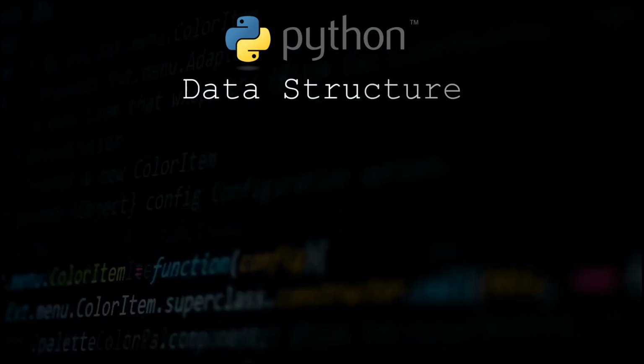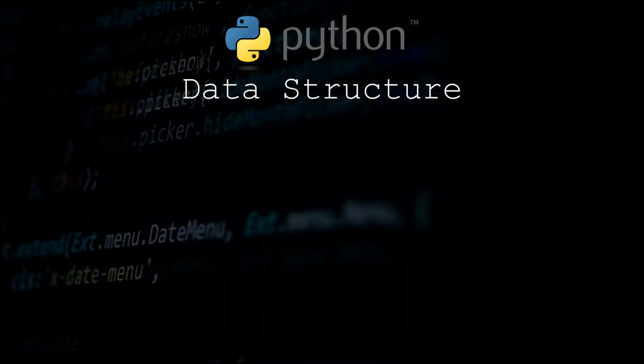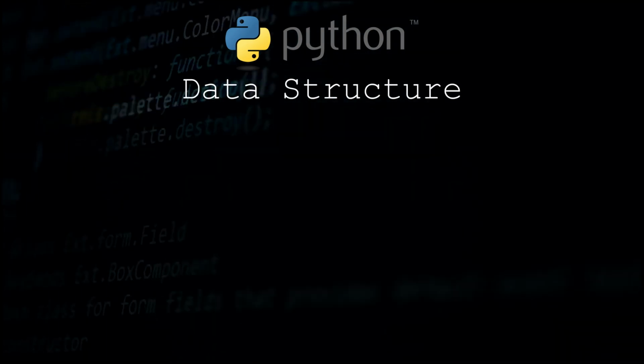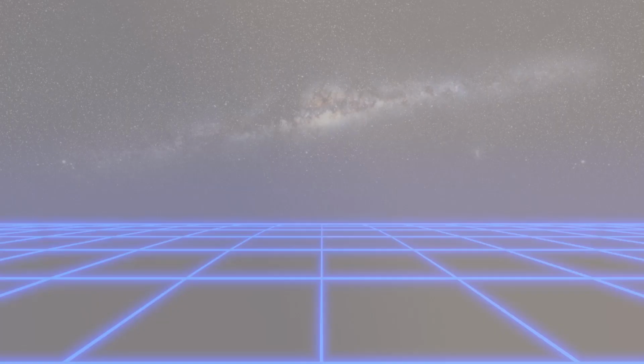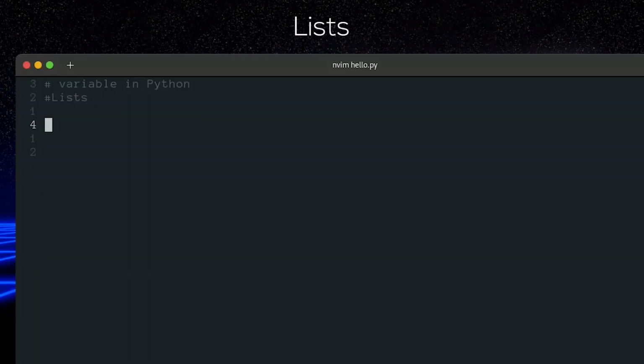In addition to the basic data types like integers, floating point numbers, and strings, Python supports several other data types that are commonly used in programming. Here are some of them. Lists are ordered, mutable collections of items. They can contain elements of different data types and allow duplicates. Lists are created using square brackets.